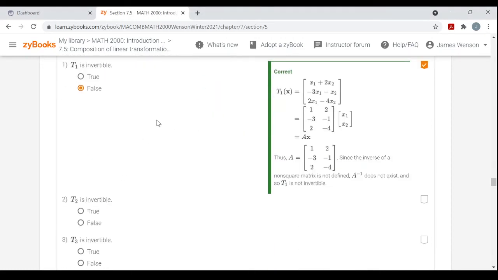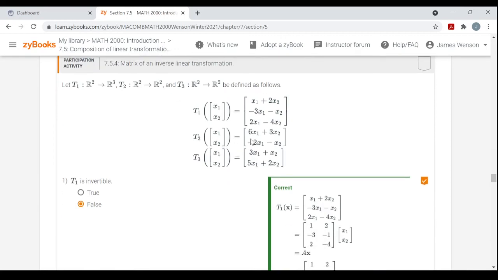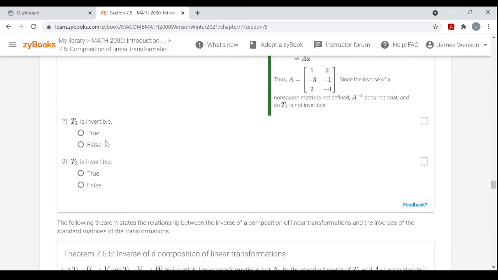Now T2 is from R2 to R2, so it could be invertible, right? The dimension of the domain and codomain are the same, so it could be invertible. Now the standard matrix would be 6, 3, negative 2, negative 1. Now the determinant would be negative 6 minus negative 6. The determinant of this standard matrix would be 0. So the matrix would not have an inverse, meaning this transformation does not have an inverse. T2 is not invertible either.